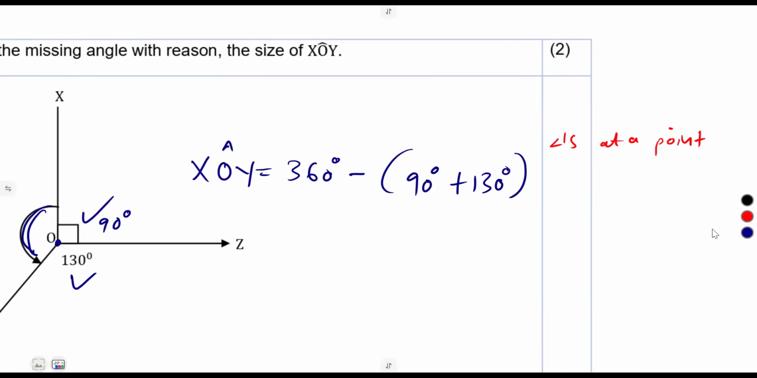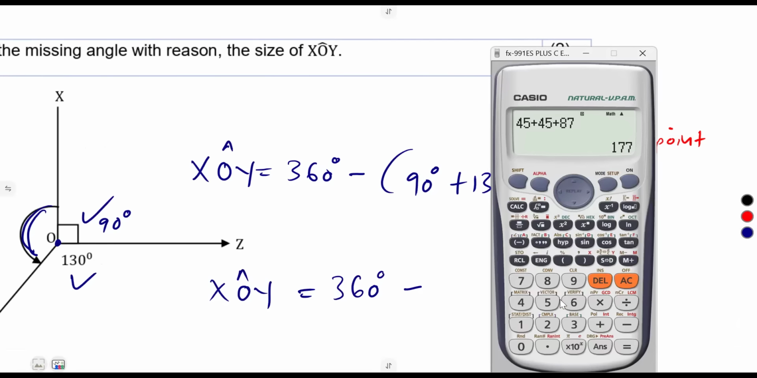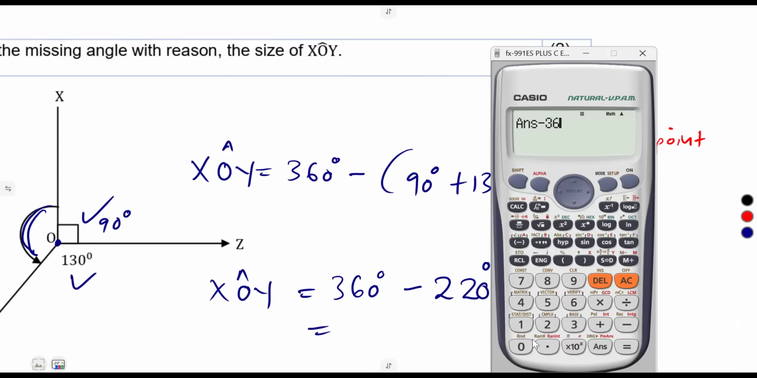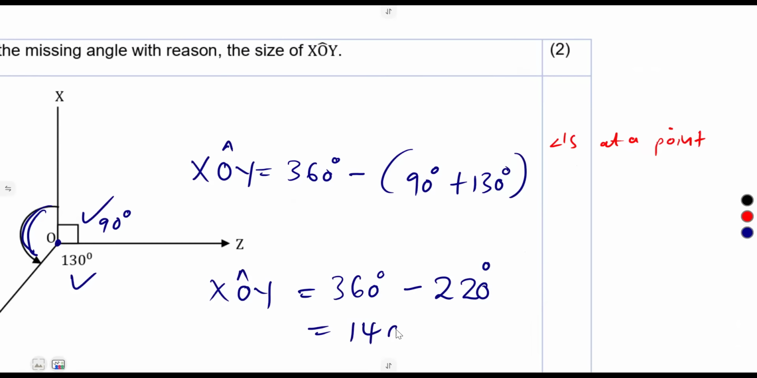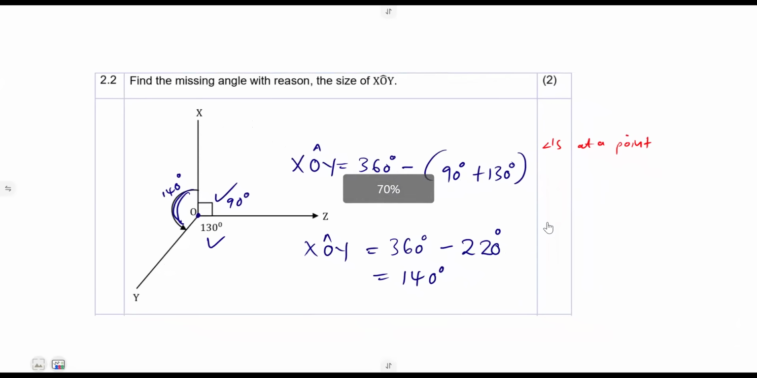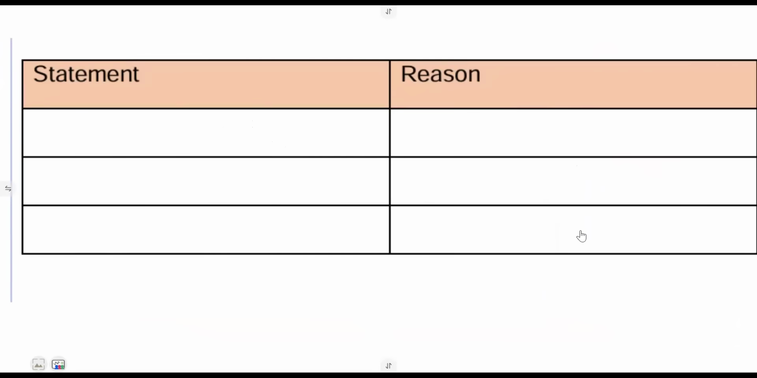180, 360 degrees. That is a complete revolution that we are talking about. So that is it, guys. You're going to have 360 degrees minus 90 plus 130. 90 plus 130, which is what? 220 degrees. Then subtracting from 360, it's going to be 140. So that is that angle there, 140 degrees. All right. So that was it for 2 marks. Yeah, for 2 marks, it's fine. It's just application of that. So you're going to have your statement and reason there.